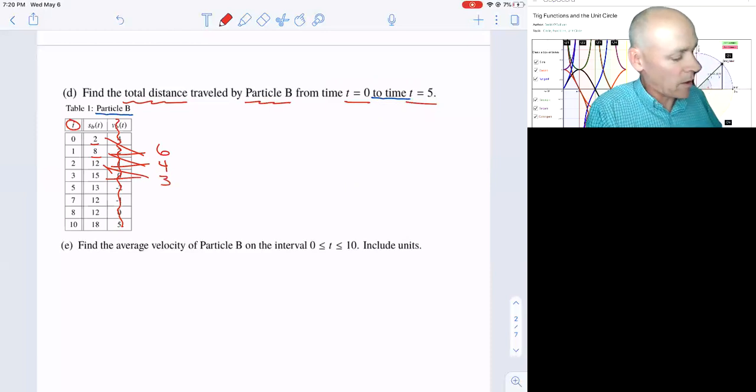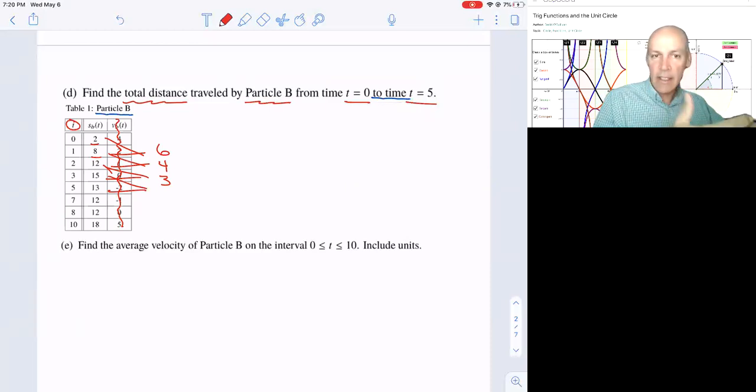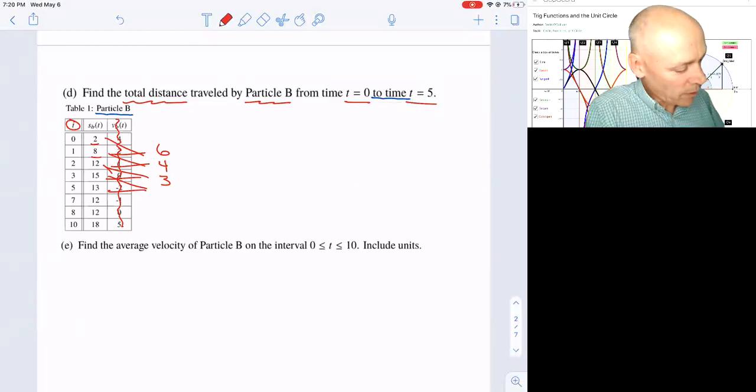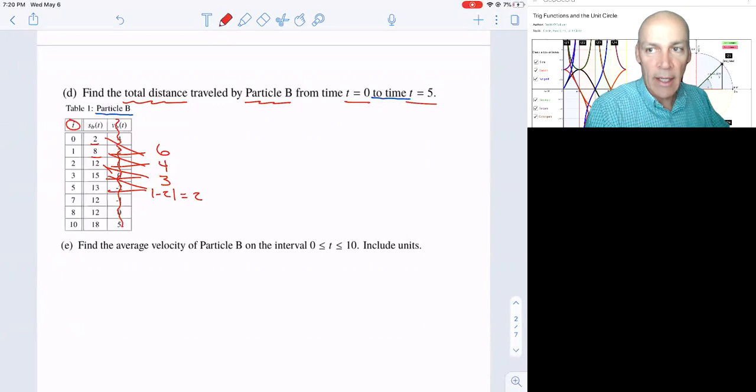Now here's where I want to be careful. I go from 15 to 13. You'd say that would be -2. But since I'm talking about total distance, I want the absolute value of -2, because I don't care about direction. I don't care that that would have been 2 units to the left. I just care that it moved 2 units. So I'm treating that as 2.